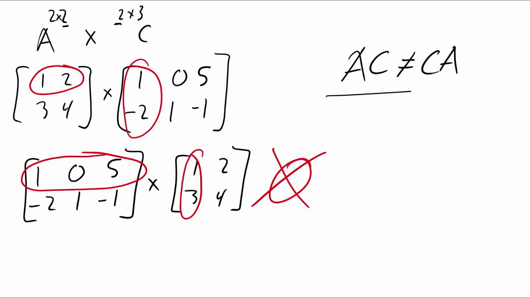This is also the general rule. So when we switch the order of any two given matrices, the general rule is they will not equal one another. However, there are a couple exceptions to that rule, and we will talk about those exceptions in the next video. All right, that's it for this video.